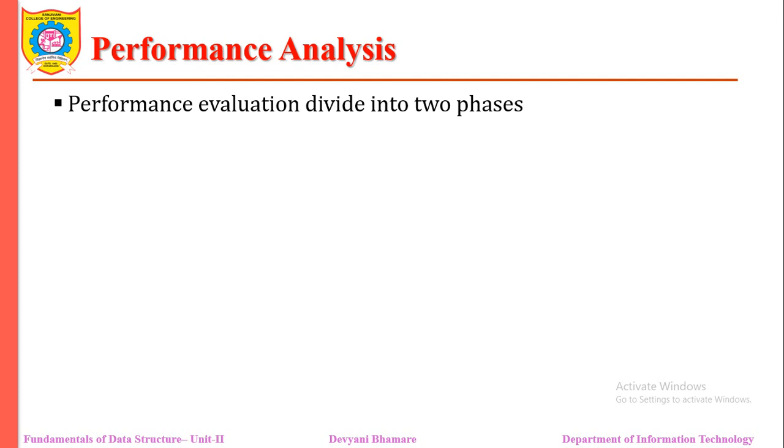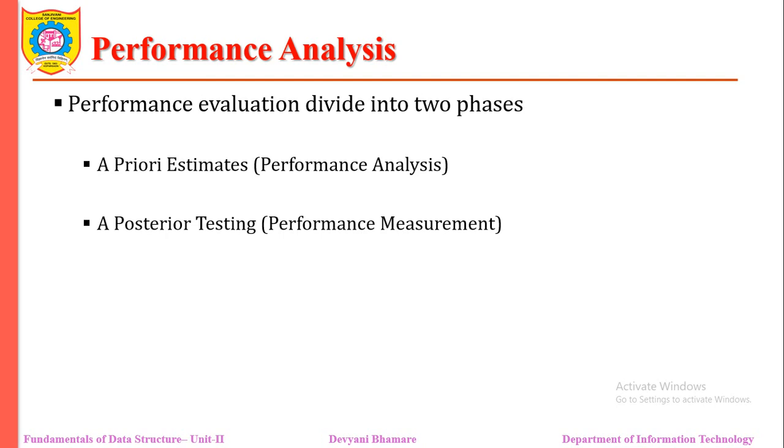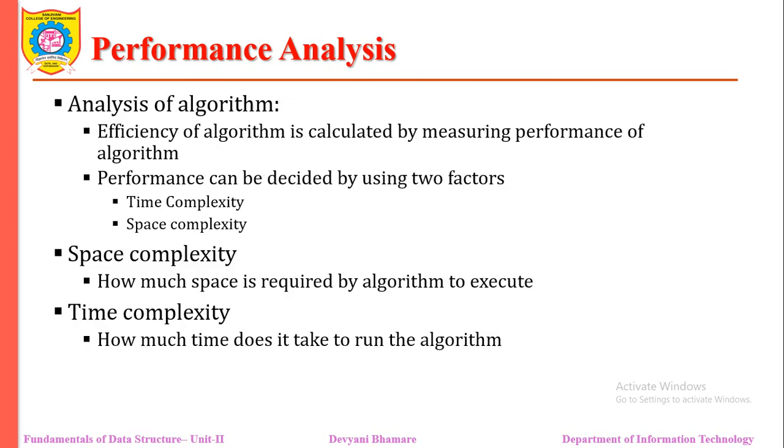The performance evaluation is generally of two phases, a priori estimation and a posteriori estimation. The prior estimation is nothing but the performance analysis, and in posterior testing, we are checking the performance measurement. When we think about the analysis of an algorithm, it means we are checking the efficiency of that algorithm, which is calculated by measuring the performance of the algorithm.